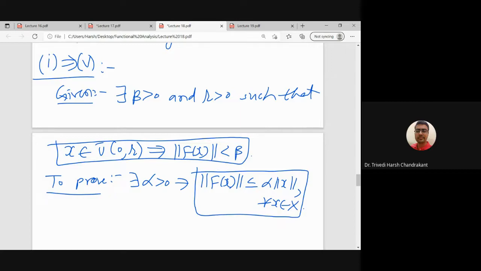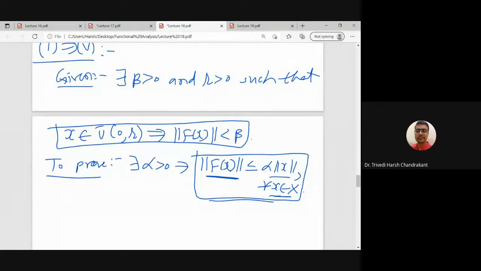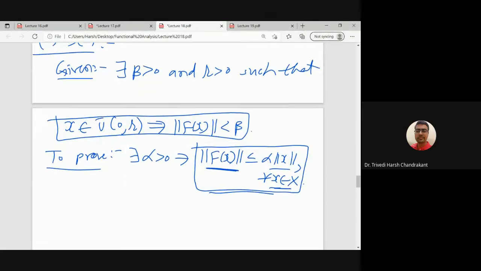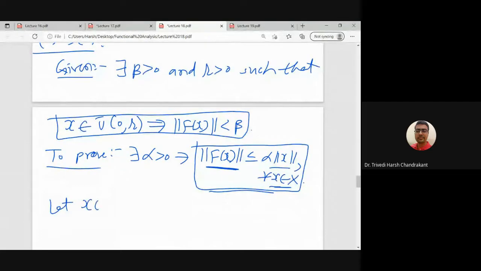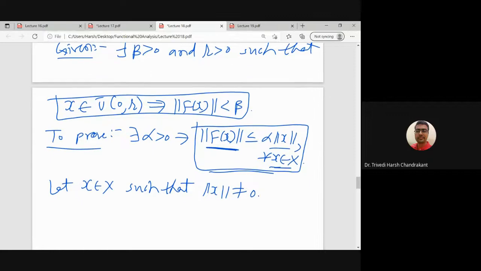So what we'll do, we'll start with any element x. If we take x equals to 0, then this is always true for every alpha because f of 0 is 0. So 0 is less than or equals to norm of 0, which is 0. So for x equals to 0, this will always be satisfied for every alpha. Therefore, we need to check this condition basically for the non-zero elements. So let x belong to X such that norm of x is non-zero. x is a non-zero element of X.